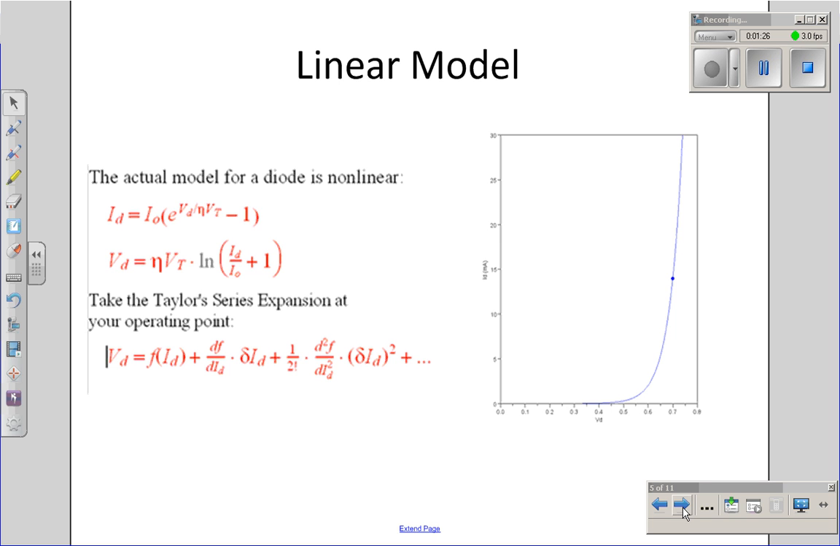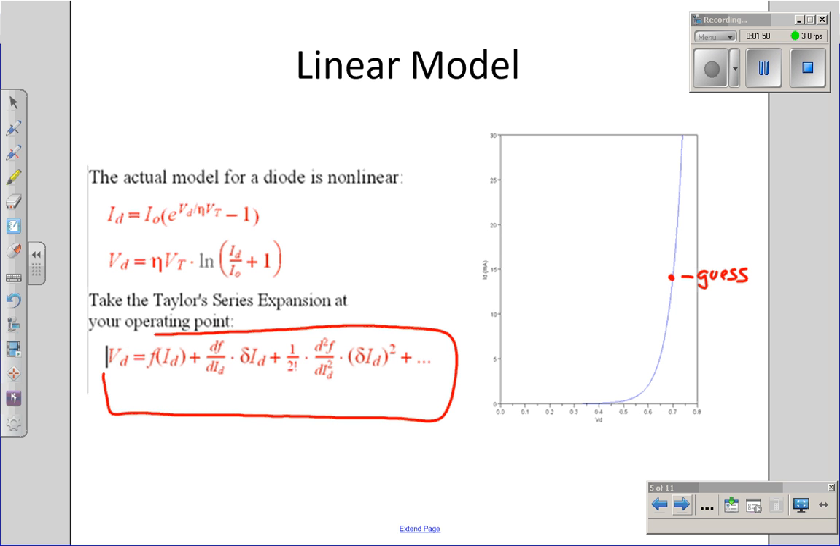The approach goes as follows. First, estimate the operating point for the diode. Here, I'm going to guess the operating point is 0.7 volts and 14 milliamps. Next, at that point, take the Taylor series expansion. Taylor series is, given any function, I can expand it in terms of its derivatives. Voltage is a function of current. Express that as a constant plus something proportional to current plus something proportional to current squared, current cubed, and so on. Taylor series.